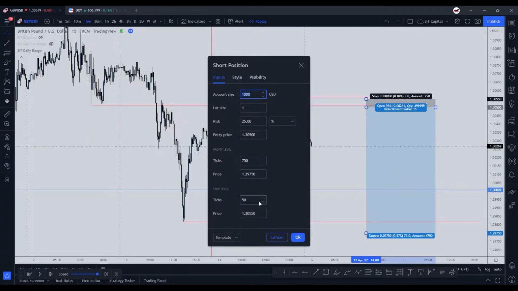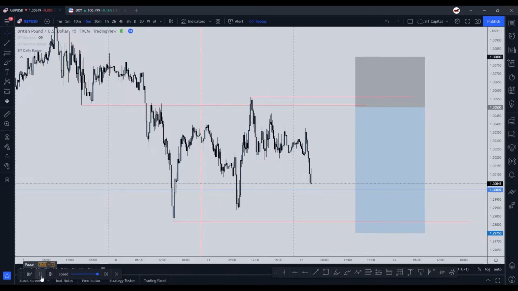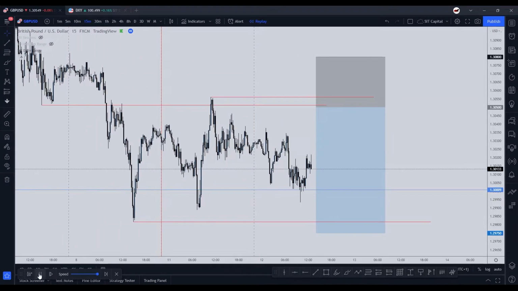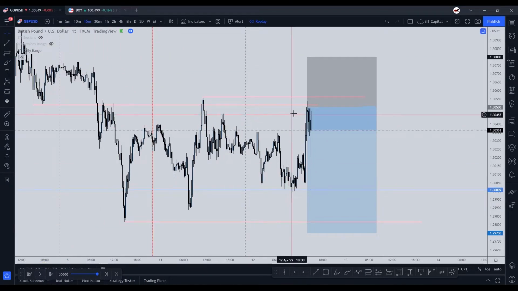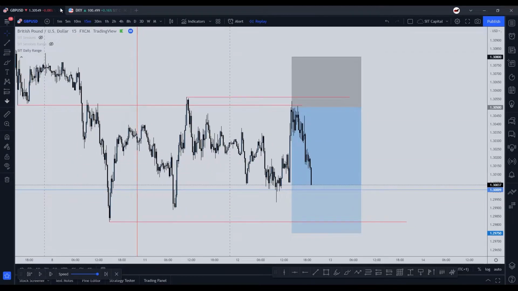So if we change this to 1.3080, we will just be waiting for price to reject it. This was the highs of Friday that we were trying to reject, all right? When the CPI data came out, price of course rallied into our level. We got in the trade, and as soon as the DXY started reversing, right?